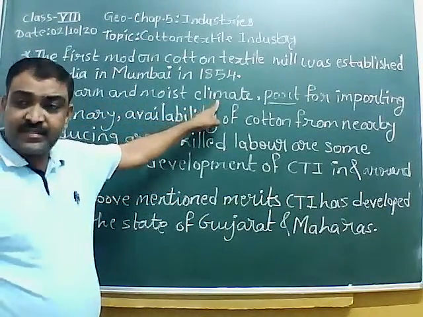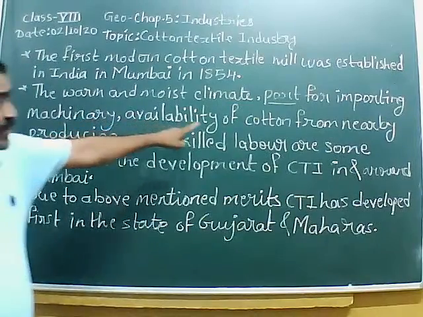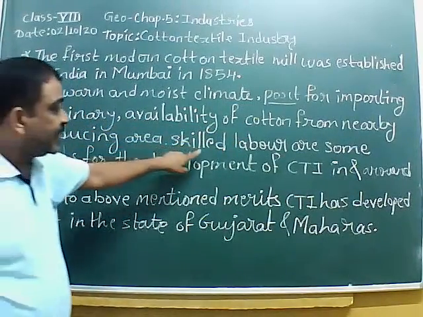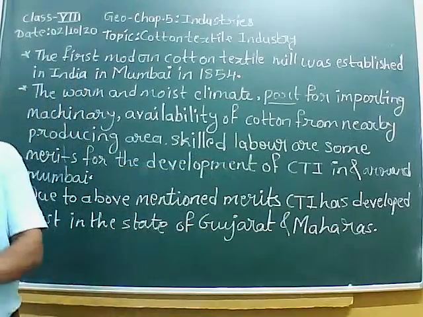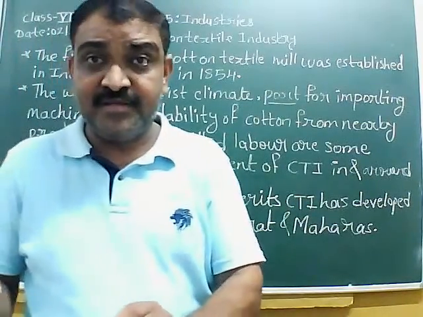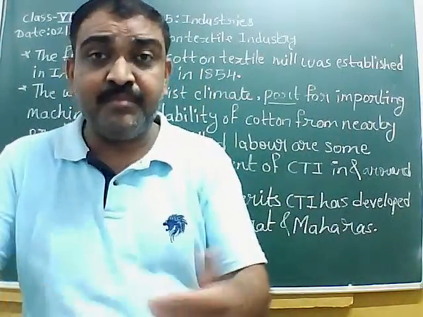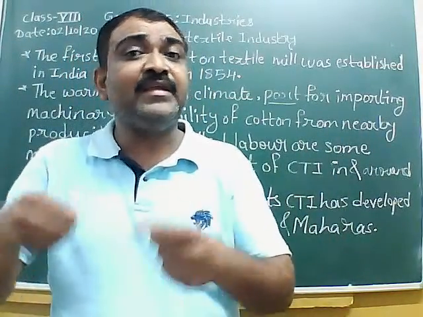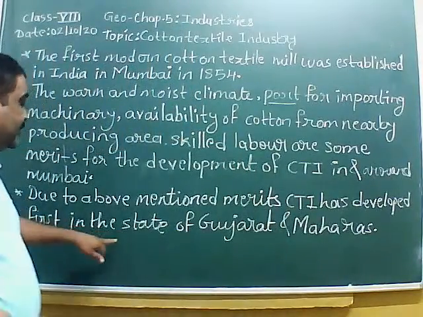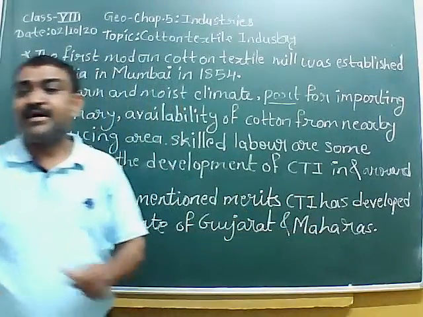एंड मॉइस्ट क्लाइमेट था, पोर्ट फॉर इंपोर्टिंग मशीनरी, अवेलेबिलिटी ऑफ कॉटन फ्रॉम नियर बाय प्रोड्यूसिंग एरिया एंड स्किल्ड लेबर. तो इन सब मेरिट्स, इन सब एडवांटेजेस के कारण क्या हुआ, जो कॉटन टेक्सटाइल इंडस्ट्री है, मिल्स जो हैं, वो सबसे पहले कहां पर एस्टेब्लिश हुई, कहां पर डेवलप हुई. These mills are established in the state of Gujarat and Maharashtra.